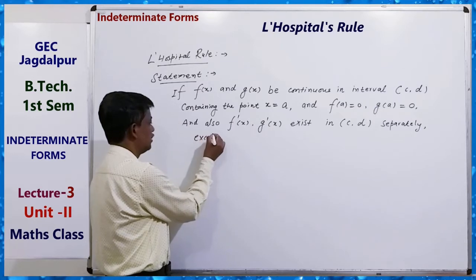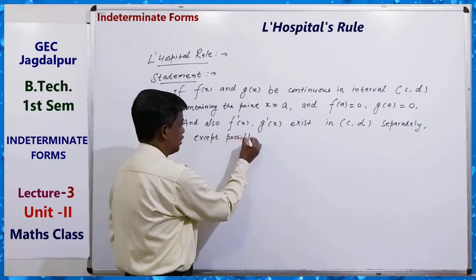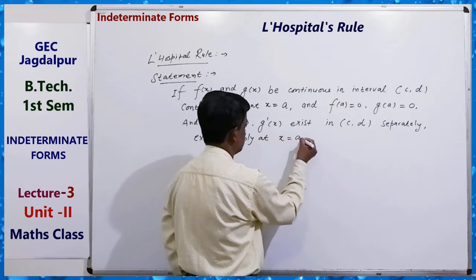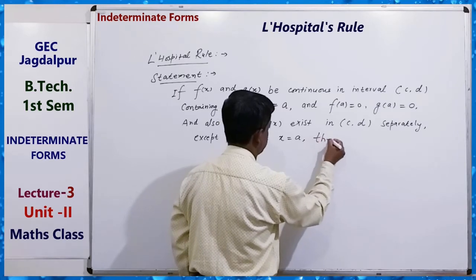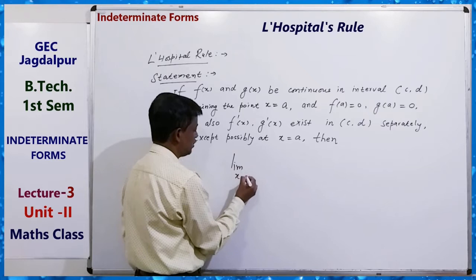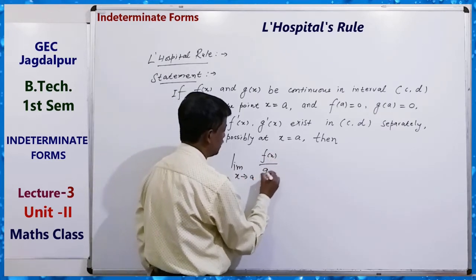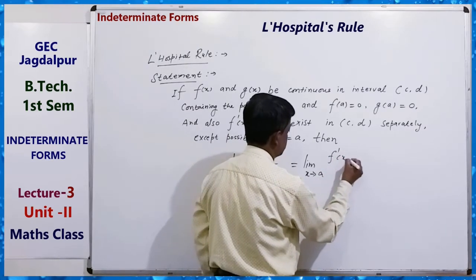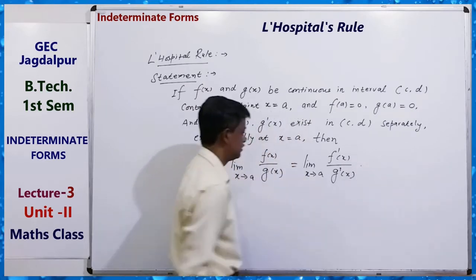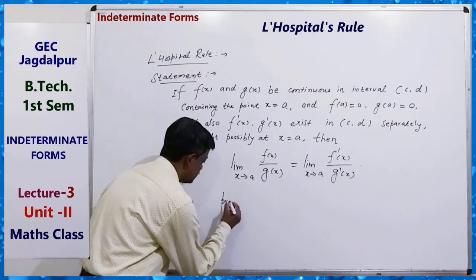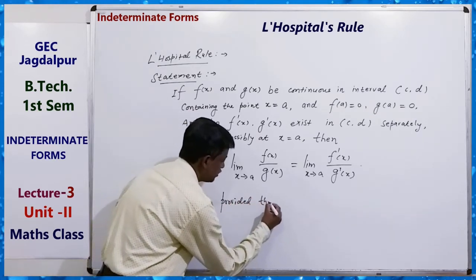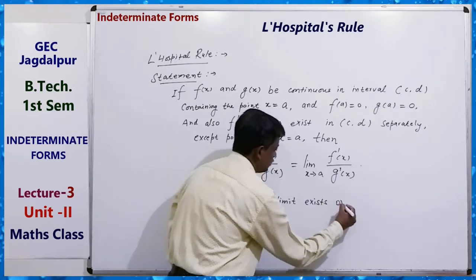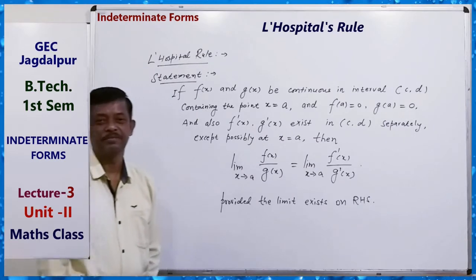Then the limit as x tends to a of f(x) by g(x) equals the limit as x tends to a of f'(x) upon g'(x), provided the limit exists on the right hand side. Clear? So this is the statement.